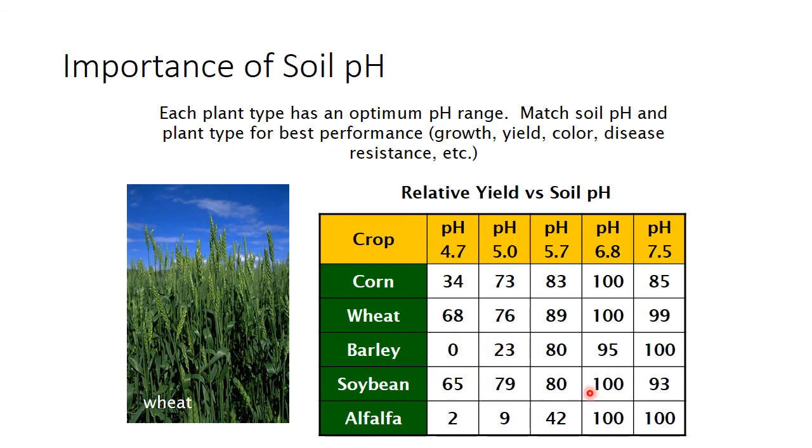Soybeans like pH of 6.8, and alfalfa likes pH 6.8 or higher. So alfalfa needs a lot of calcium, and so calcium is most available at pHs of 6.8 or higher. So depending on what you're trying to grow, it is important to realize what the optimum pH is and then manage your field appropriately.